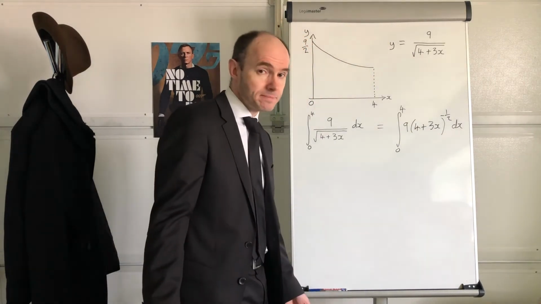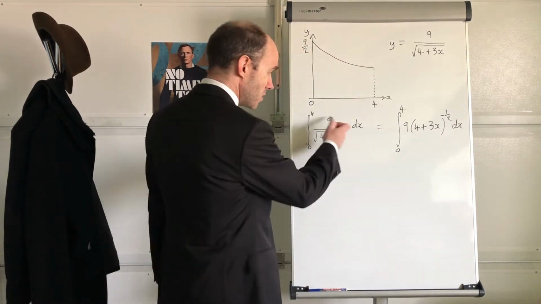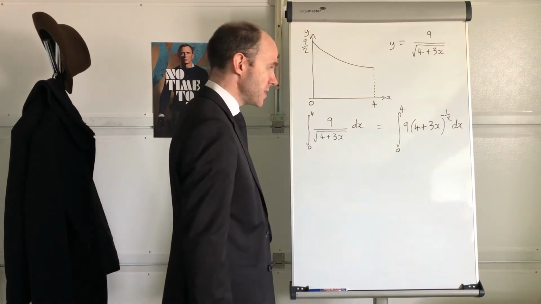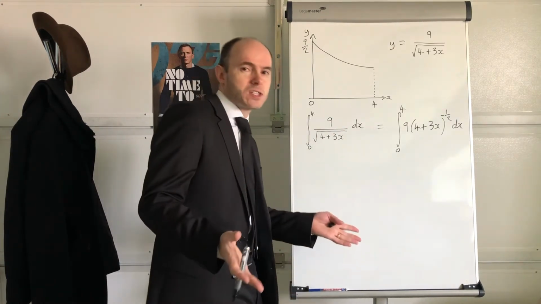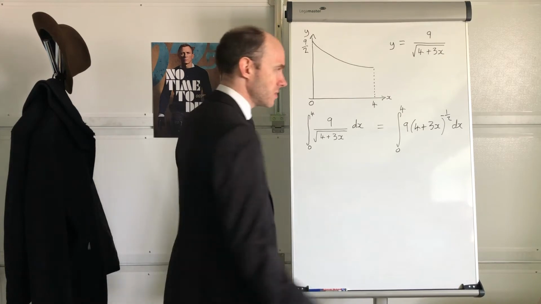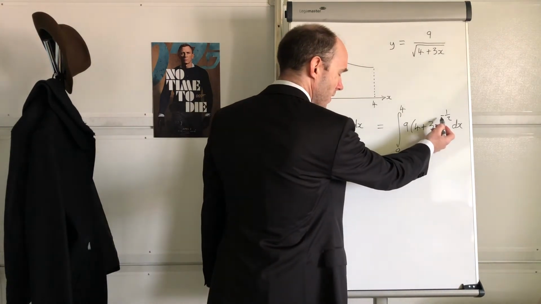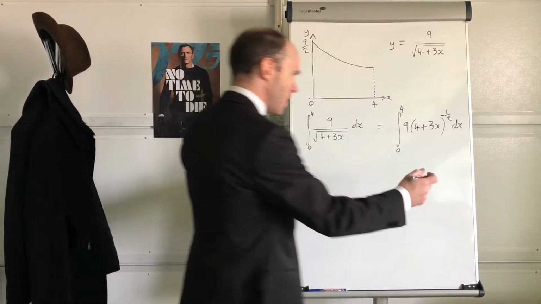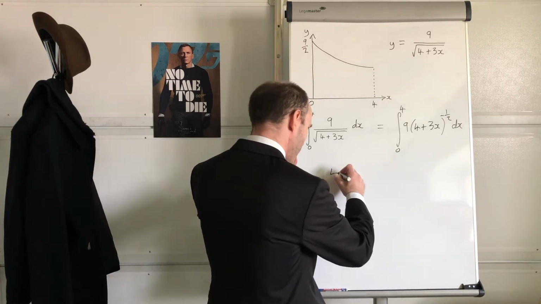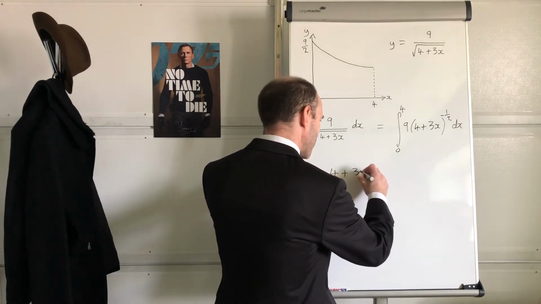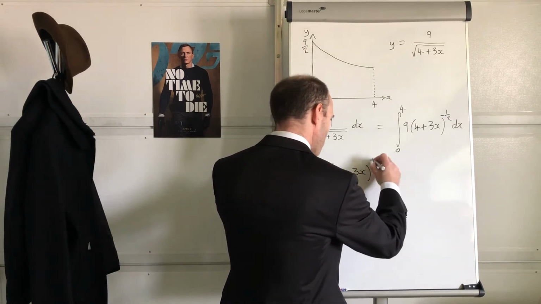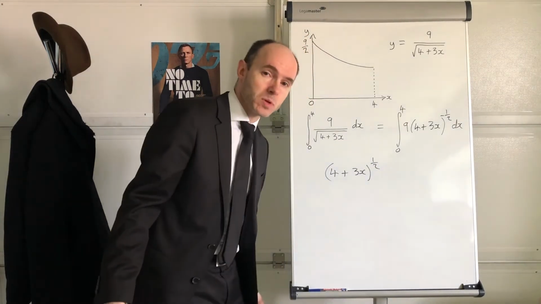Check what you get when you differentiate the brackets. You get 3. There's no x term there, so we're fine in terms of the numerator. So what it means is a simple, normal approach to integration. You increase the power by 1, so the power becomes a half. So your answer should look something like 4 plus 3x to the power of 1/2. Yeah, that's what your answer should look like.